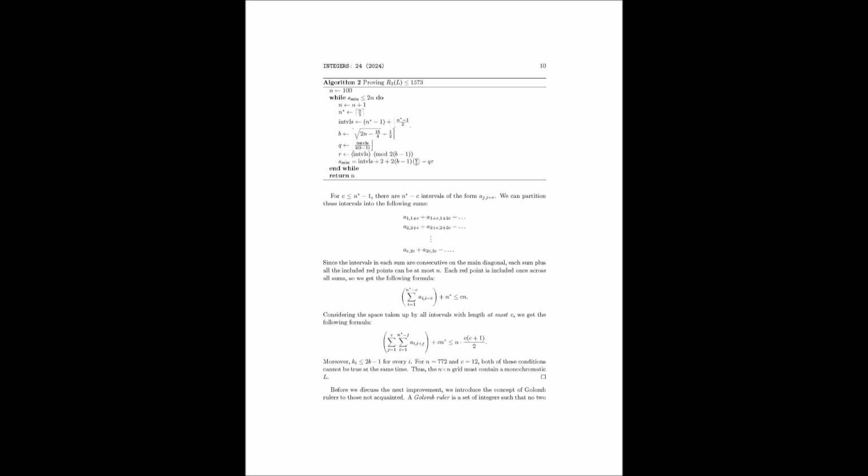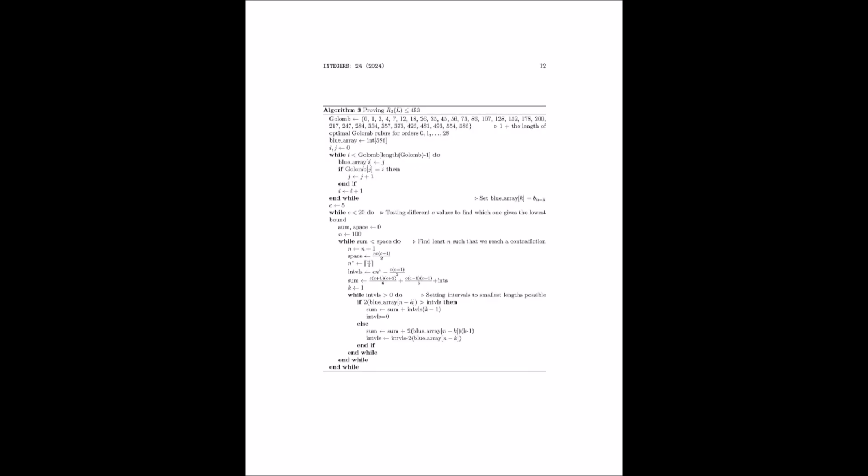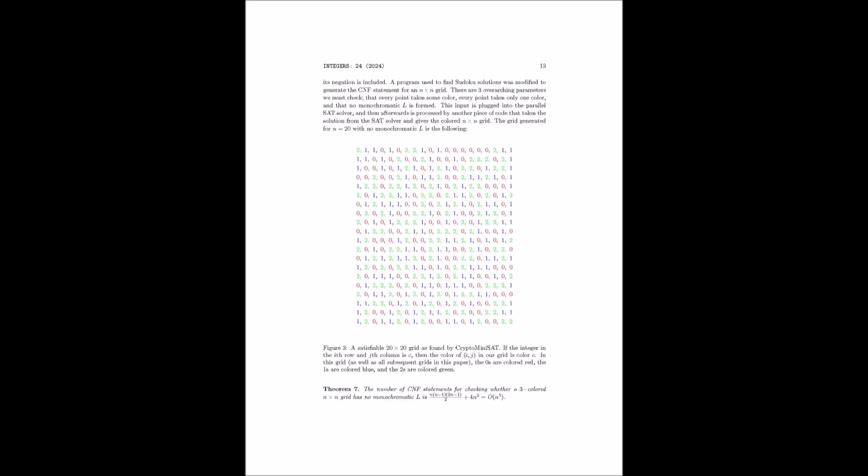And by incorporating this Golomb ruler concept, the researchers were able to establish much stricter limits on the number of blue points that are allowed on a given subdiagonal. So they're using these Golomb rulers to strategically spread out the blue points, which in turn prevents the green points from clustering too much and triggering the formation of that monochromatic L too early. Exactly. And this, surprisingly, leads to a significant improvement in the upper bound for R3L.